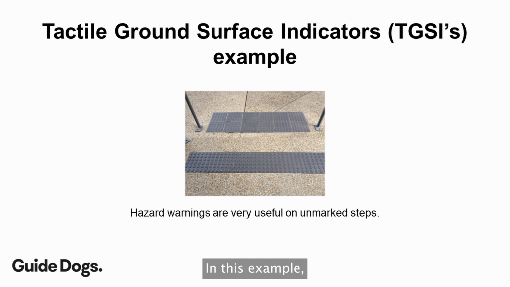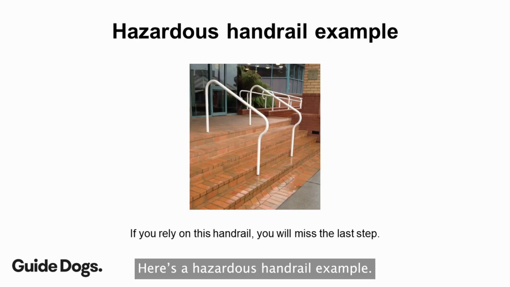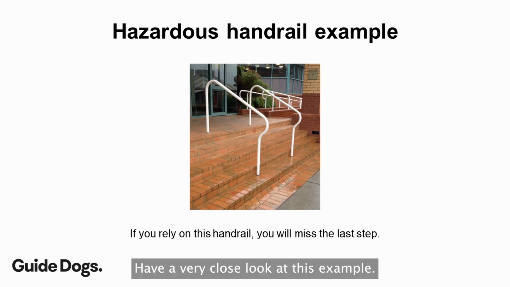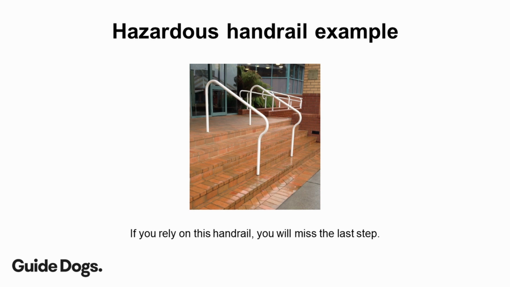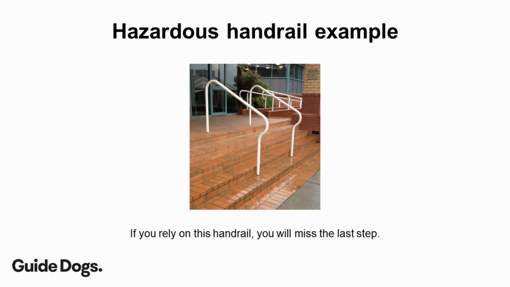In this example, the hazard warnings are very useful because the steps are actually unmarked and it's hard to see their edges. Here's a hazardous handrail example. Have a very close look at this example. If you rely on this handrail, you will miss the last step.